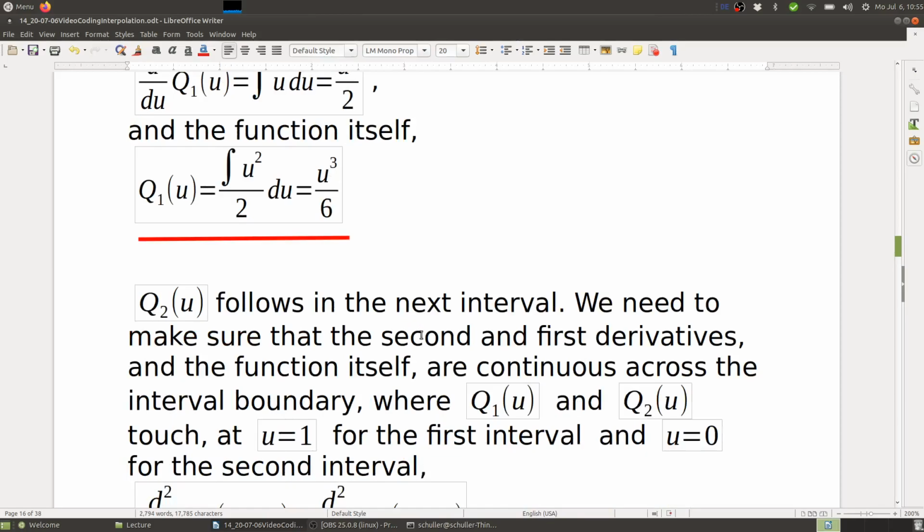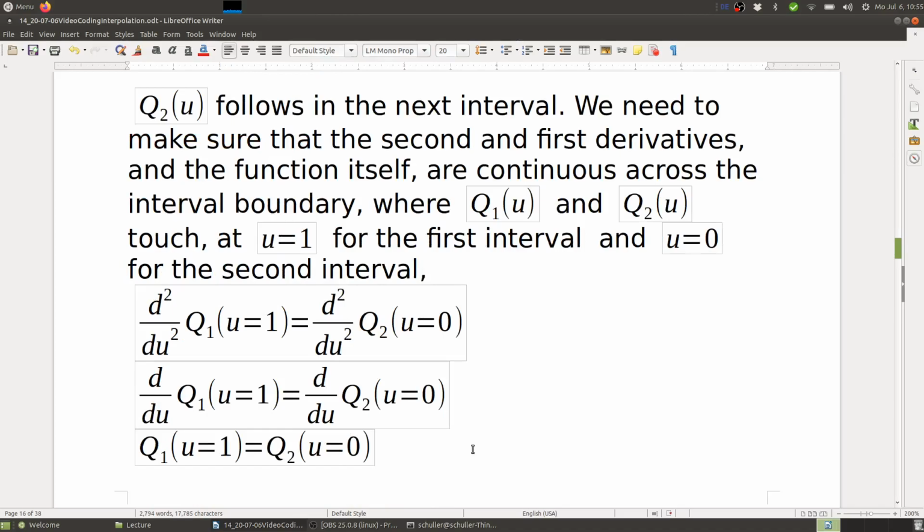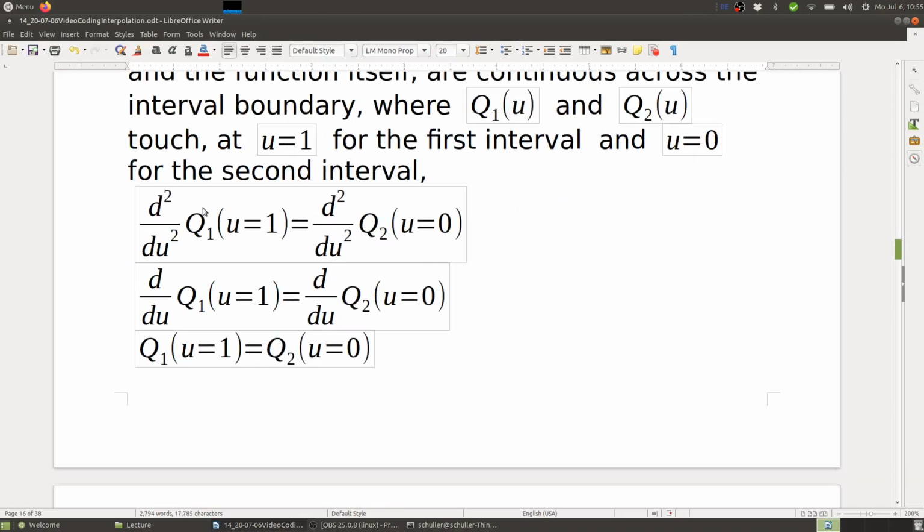So we need to make sure that the second and first derivatives and the function itself are continuous across the interval boundary where Q1 and Q2 touch, where u equals 1 for the first interval and u equals 0 for the second interval. Mathematically, the second derivative of Q1 at u equals 1 equals the second derivative of Q2 at u equals 0. So here the second derivative should be identical for both sides. The first derivative should be identical for both sides, and the function value itself should be identical for both sides.